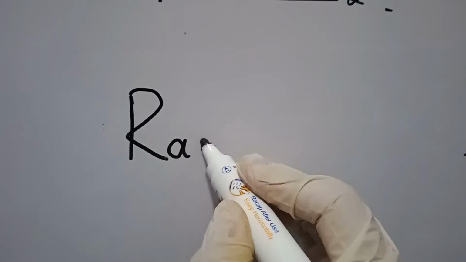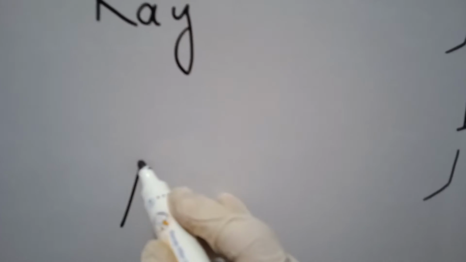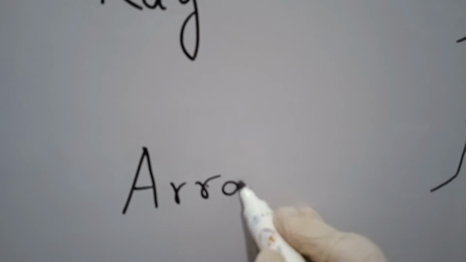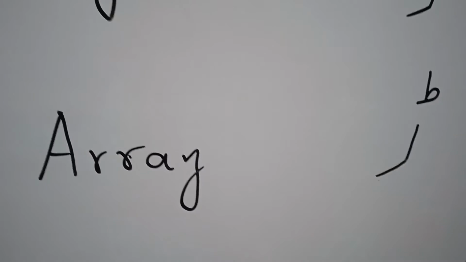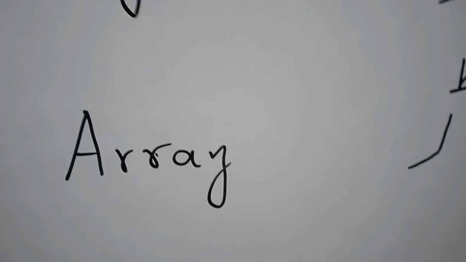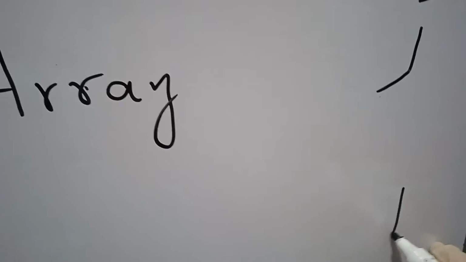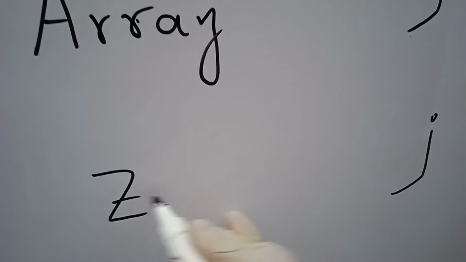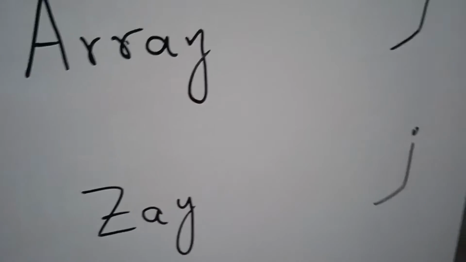Next letter is Ray. Ray. It sounds in English Ray. Next alphabet is Array. It sounds in English Array. Next alphabet is Z. Z-A-Y, Z.